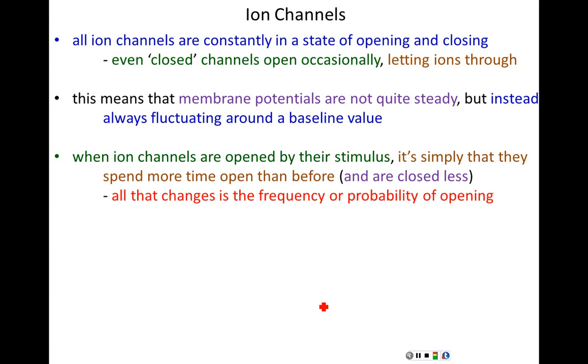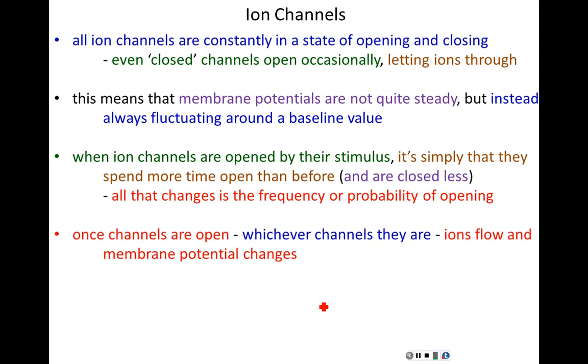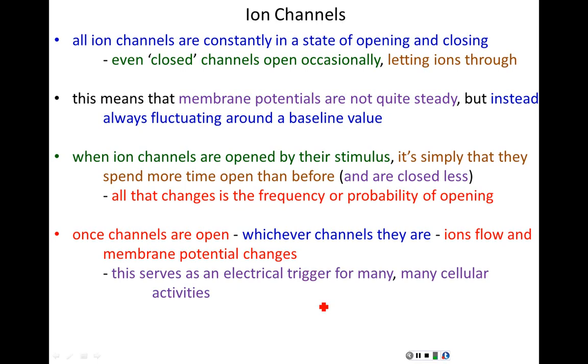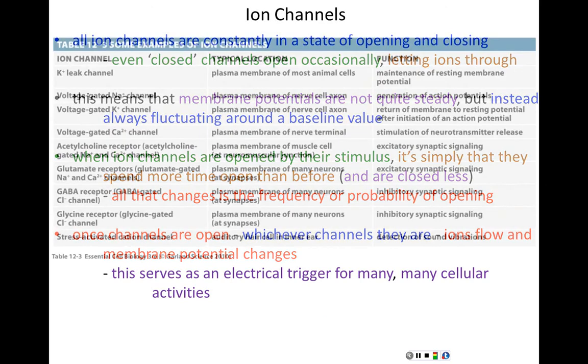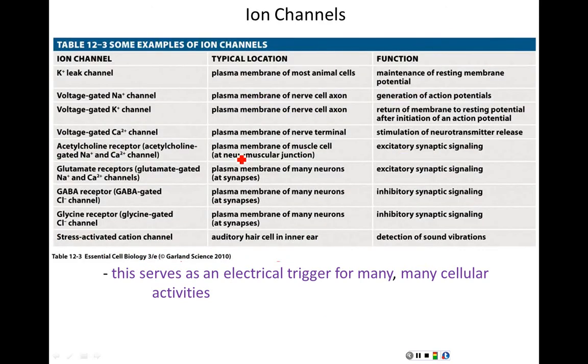So all that changes by voltage gating or ligand gating or stress gating is the frequency or probability of opening. We're shifting these channels to being open more and closed less rather than closed more and open less. Once a channel is open, whatever channel it is, ions will flow through those channels more and more. Membrane potential changes as a result. This serves as an electrical trigger or an electrical stimulus or an electrical signal for many, many other cellular activities, and you get yourself a cascade. You get yourself a cellular response to that electrical signal.